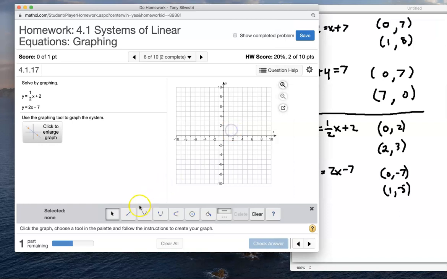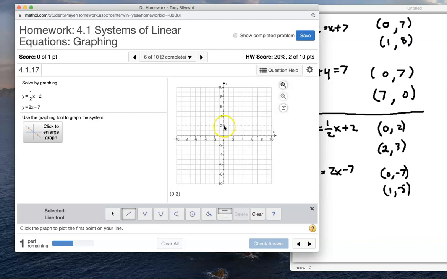Keep those points in line. Click on this graph. Make a line. And we're going to pick 0, 2. Horizontal 0, vertical 2. And another point would be 2, 3.